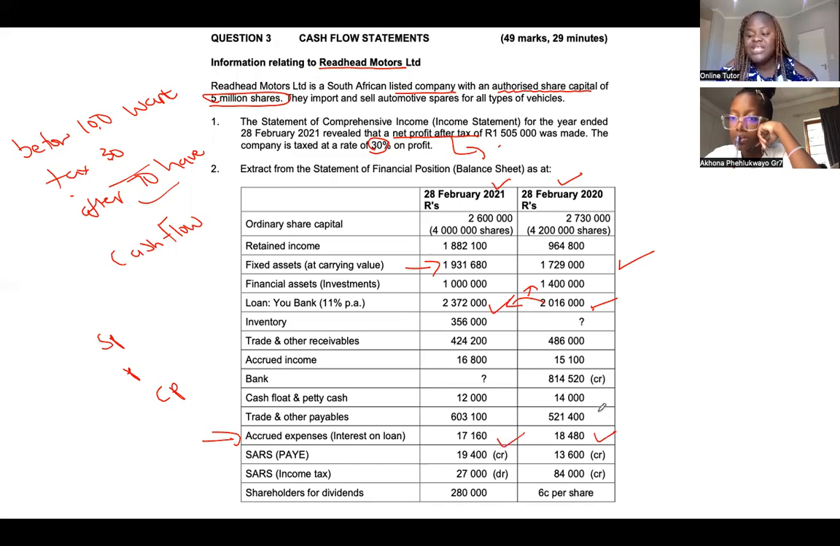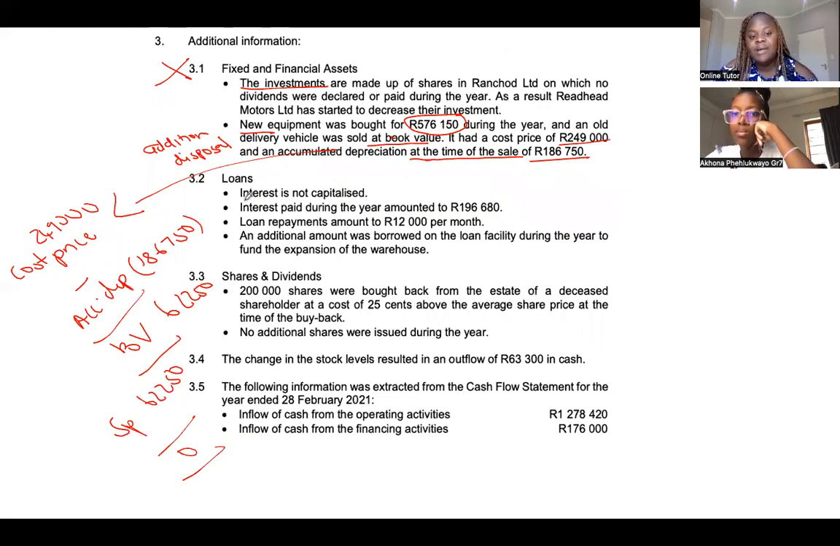All right. Then let's go and read our information with regards to interest. They say over here, interest is not capitalized. What does it mean when they say interest is not capitalized? I've been taught this, but I can't remember. Okay, so capitalized means you add it to the loan. So whatever the interest was last year, you add it to the loan in order to calculate the interest again. Whereas when it's not capitalized, you don't include it in the loan. So that's the difference, okay?